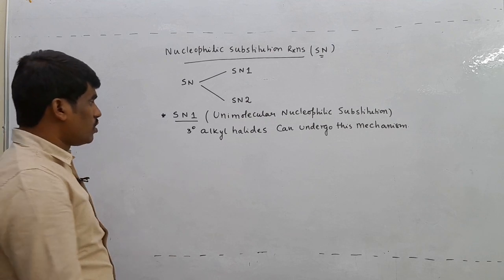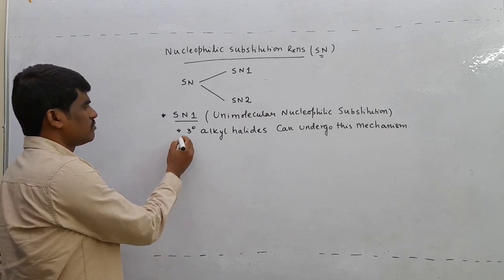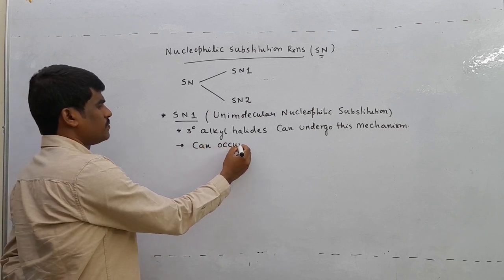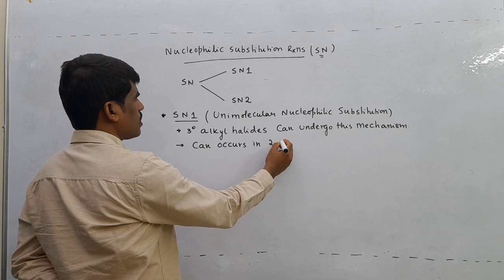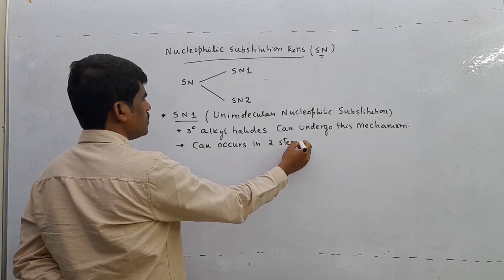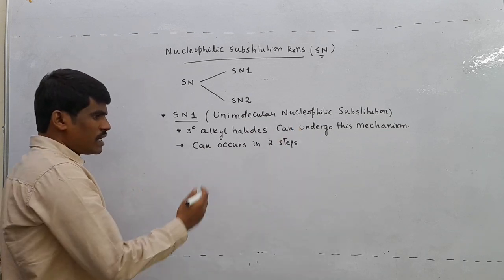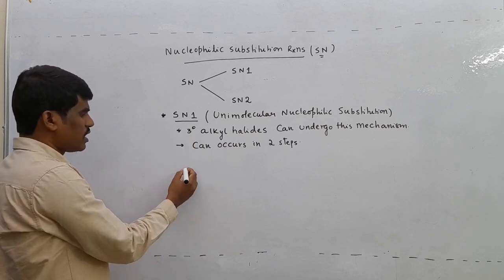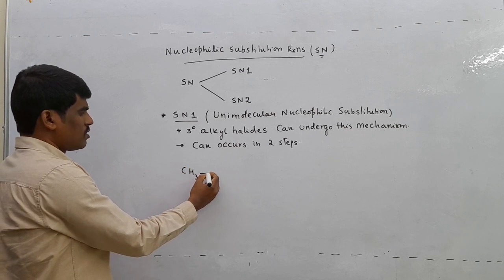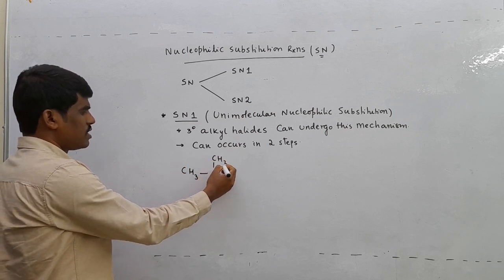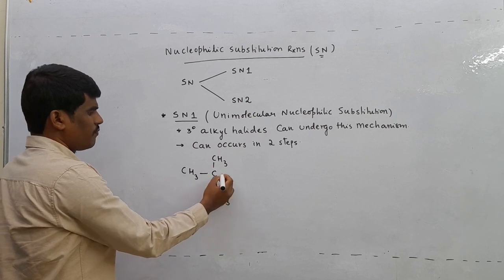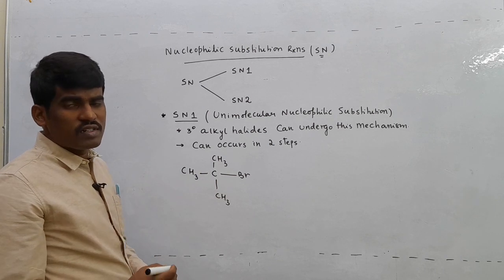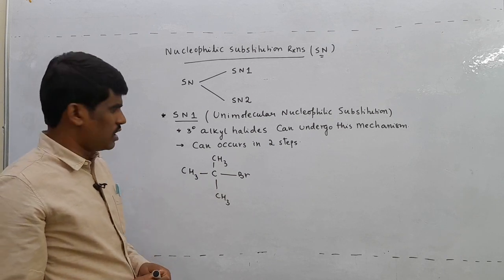Moreover, this SN1 reaction occurs in two steps. Now let us look at what those two steps are. Here I am taking a tertiary alkyl halide: CH3, CH3, CH3 and Br. The carbon is connected to 3 carbons and hence it is an example of a tertiary alkyl halide.